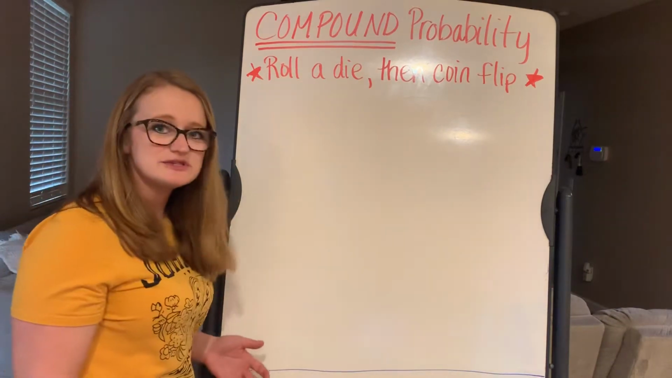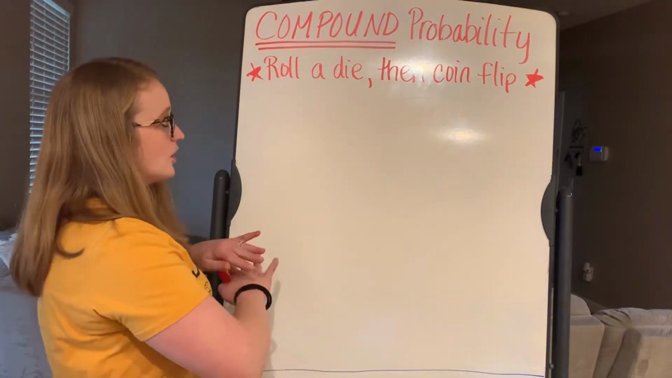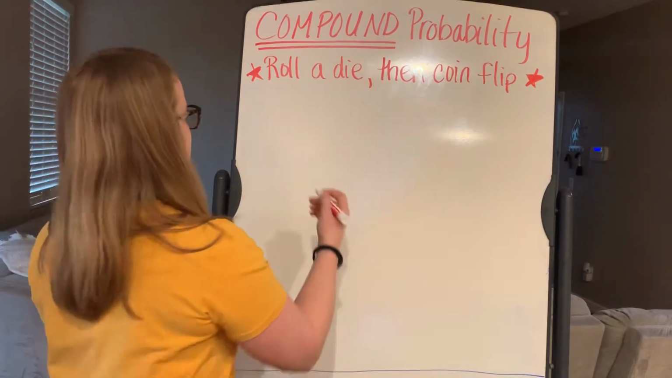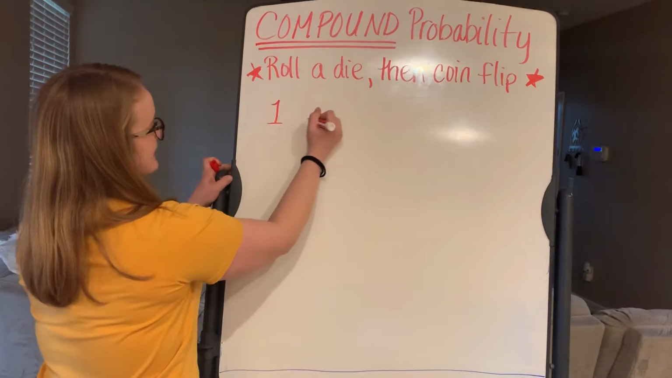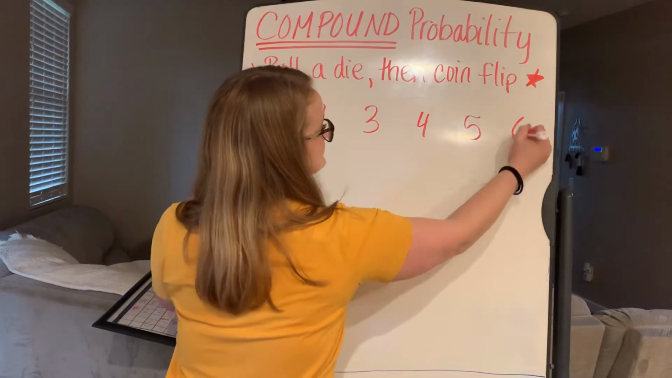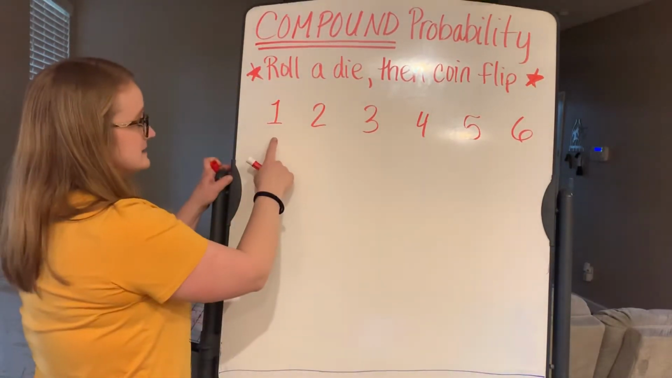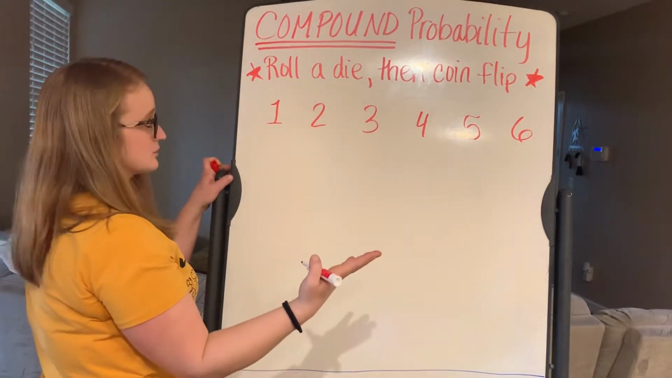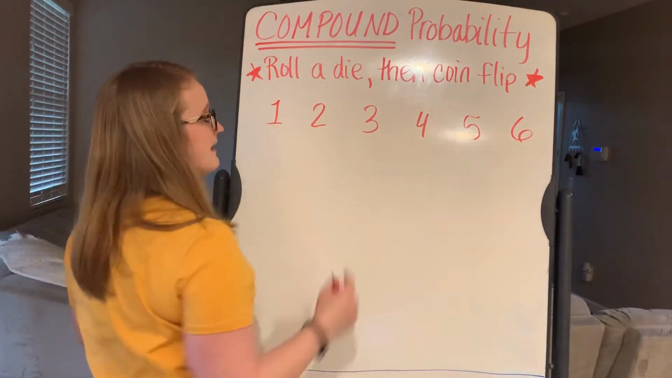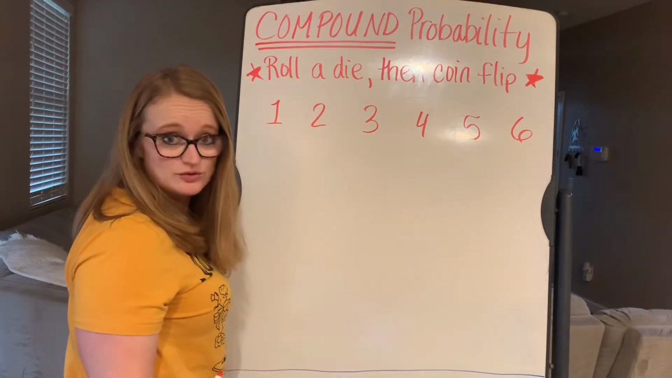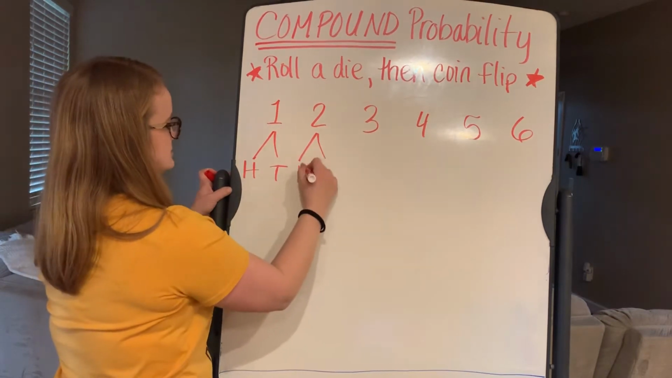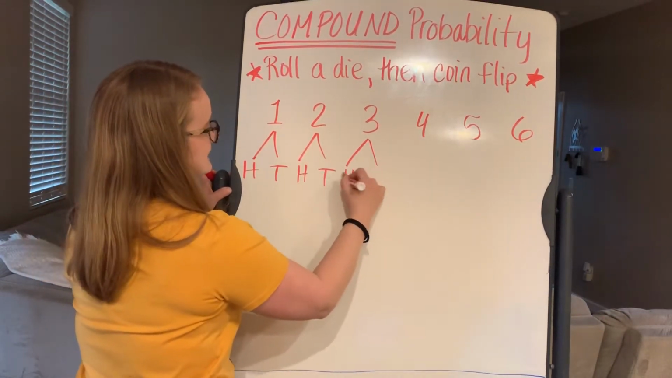The first thing I'm going to do is draw a tree diagram that shows you all of the possible combinations that we can have with these two events. The first thing to know is that if we have a die or a number cube that has numbers 1 through 6, we first need to know that our possible rolls can be 1, 2, 3, 4, 5, or 6. Then with our coin toss, we can either get heads or tails. So off of each of these numbers, I'm going to write H and T for heads and tails.